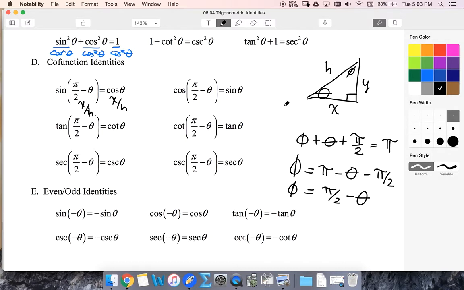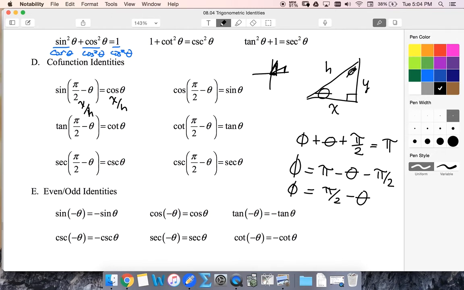And we saw that all over our unit circle. So for pi over 6, the sine value is a half. For pi over 3, the cosine value is a half. Well, pi over 2 minus pi over 6 is pi over 3. So that's what all of these identities are. And we can deduce them by making triangles and thinking in terms of angles.